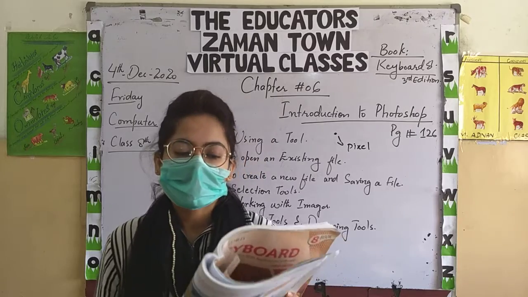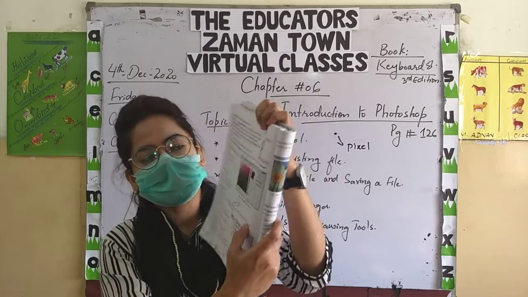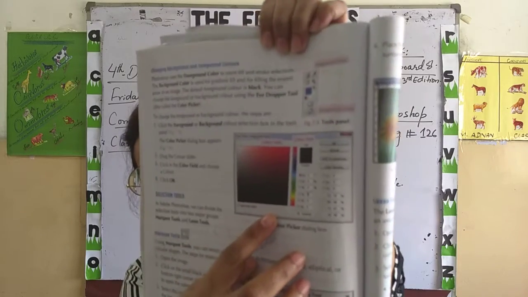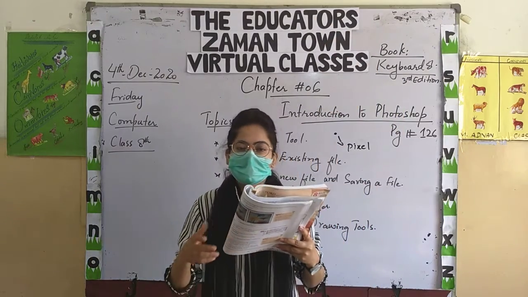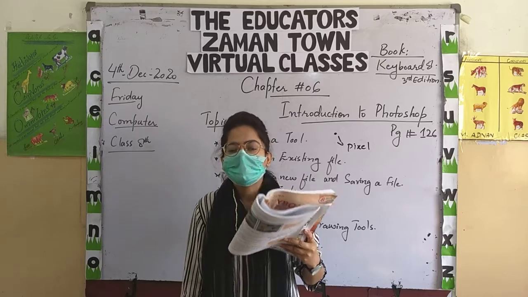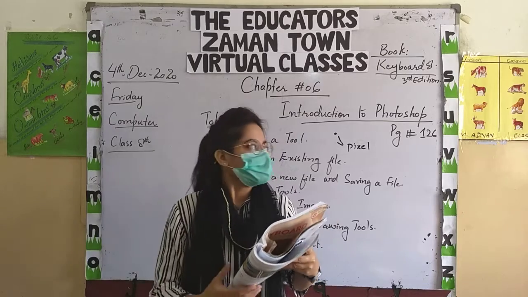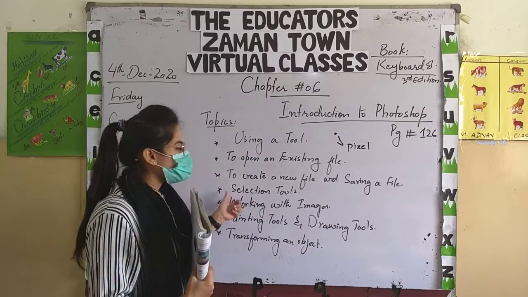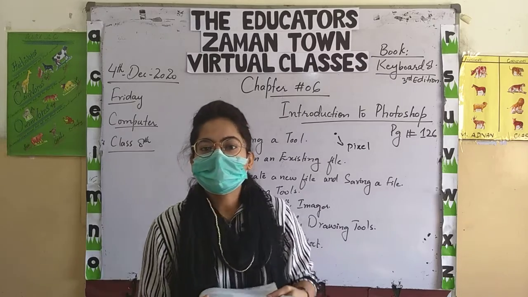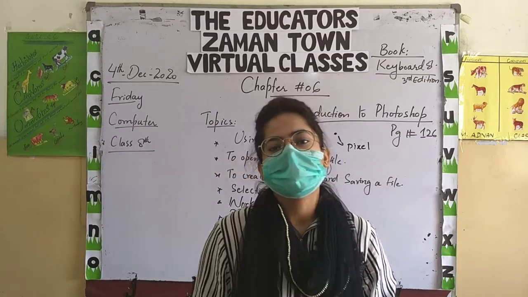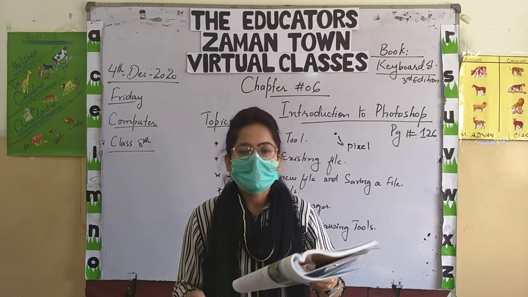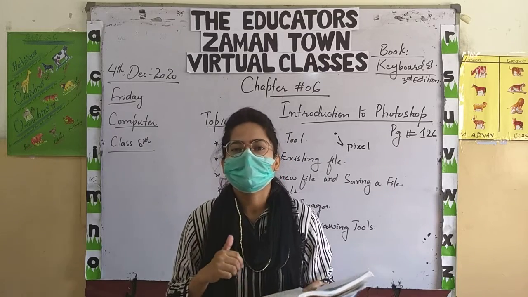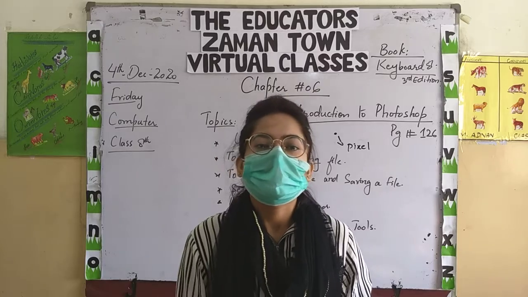When you click on this option, you will get this dialog box, the color picker dialog box. In this color picker dialog box you can change or select the color according to your desire and click on OK. After that we have selection tools. Photoshop provides you different types of selection tool. The name selection tool is the tool which is used for selection. So we have two types of selection tool. Number one, marquee tool, and the other one is lasso tool.